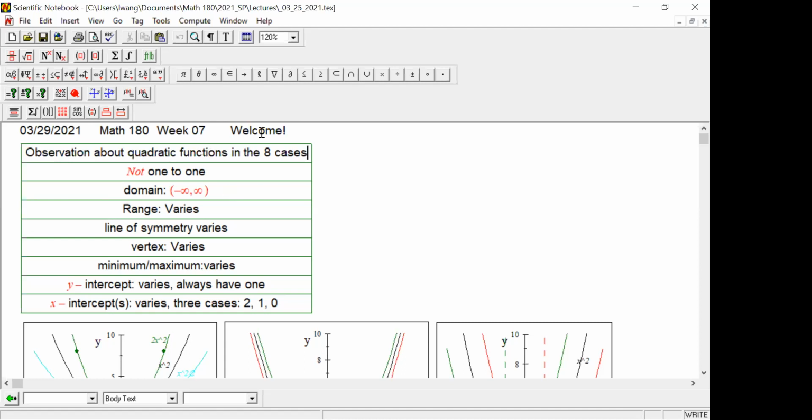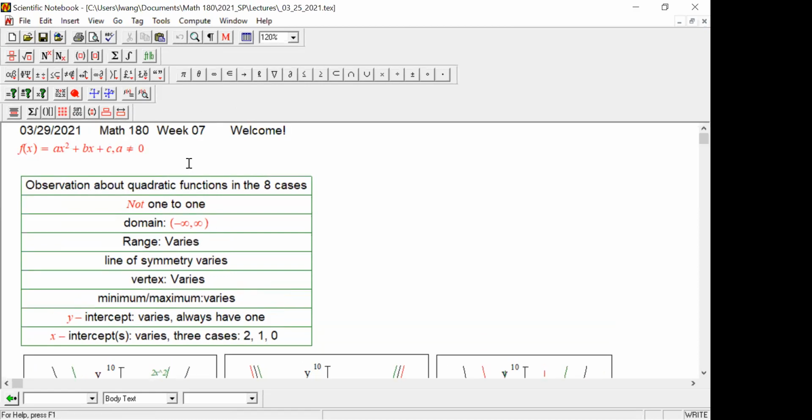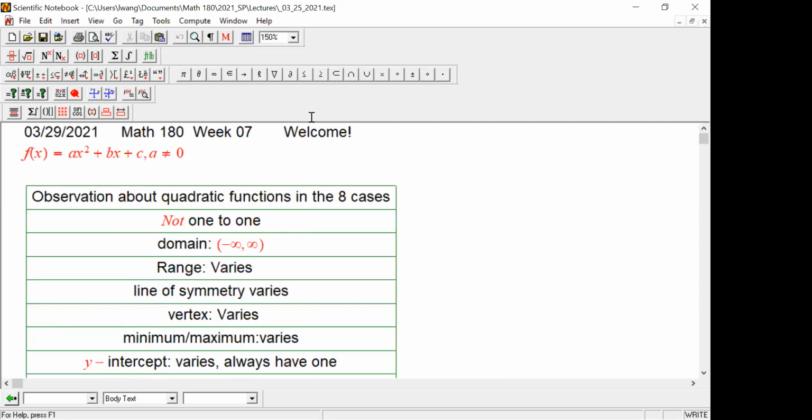Now, it's time to consider this general form. Remember we talked about this general form, which is ax squared plus bx plus c, where a is not 0. One of the questions is, how do we study this? How do we get the picture? How do we get these pictures?